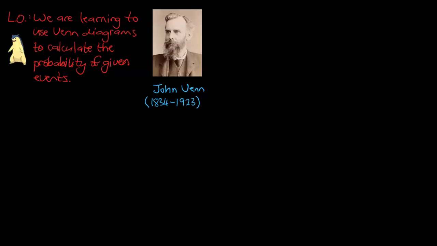Today's learning objective is in red. We are learning to use Venn diagrams to calculate the probability of given events.